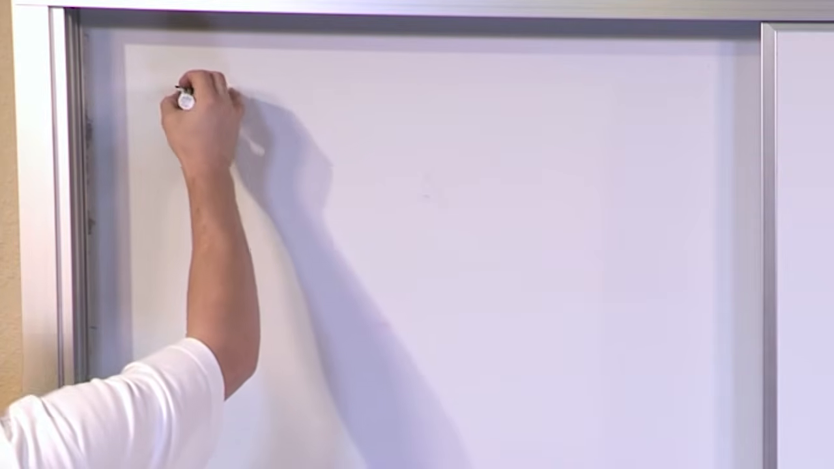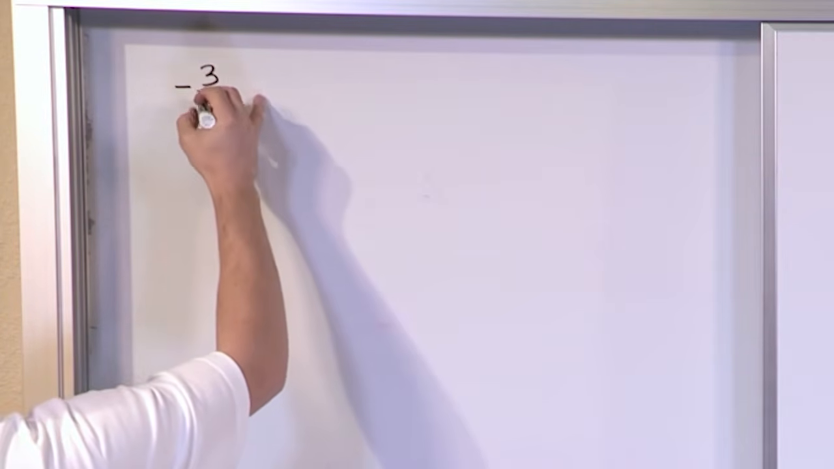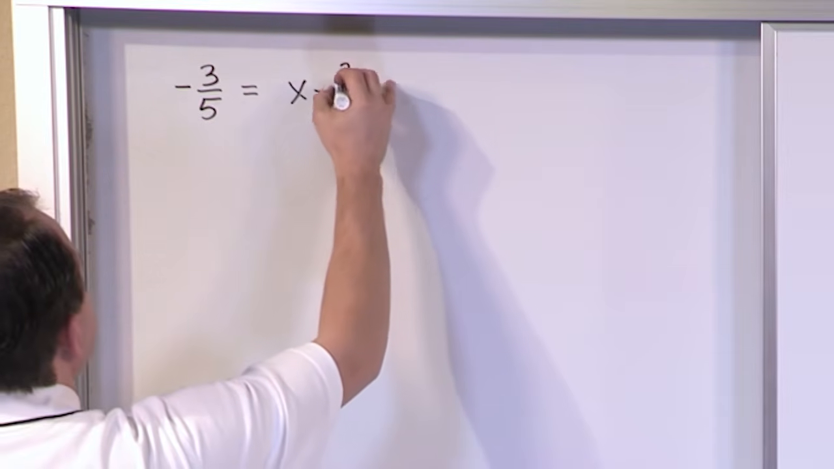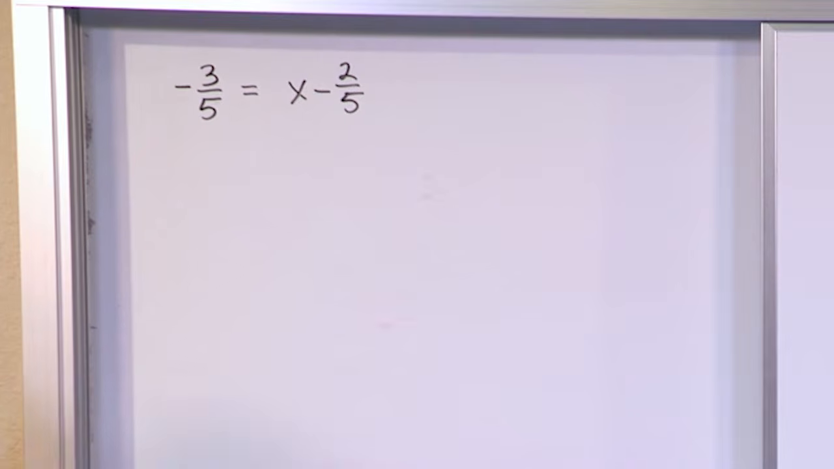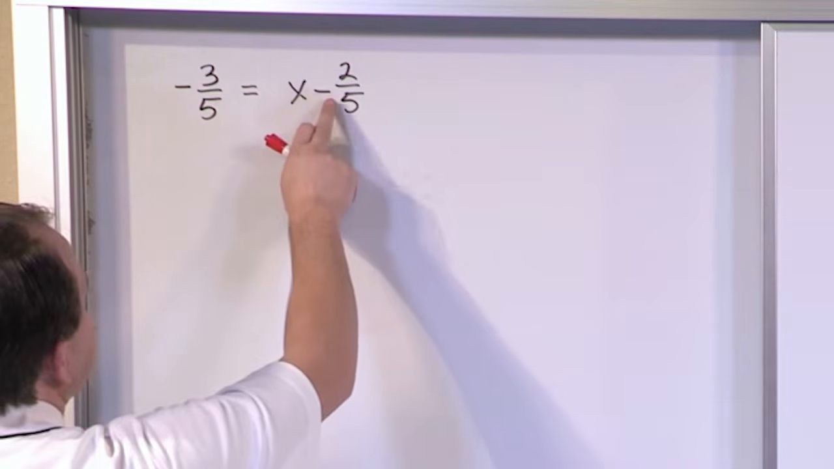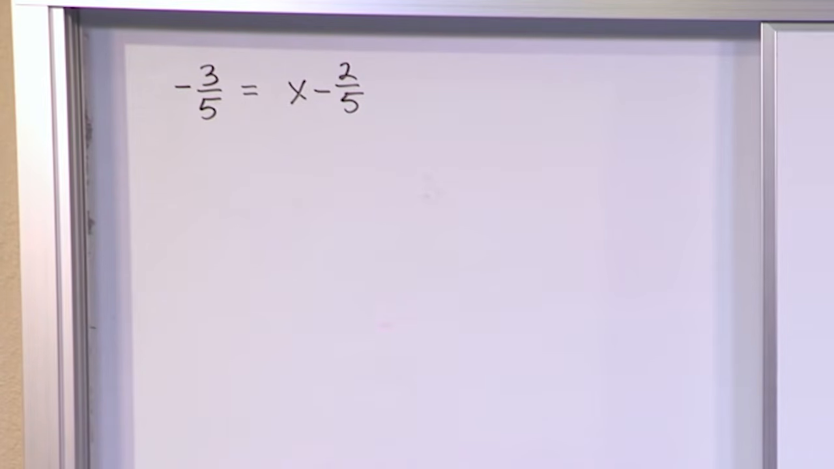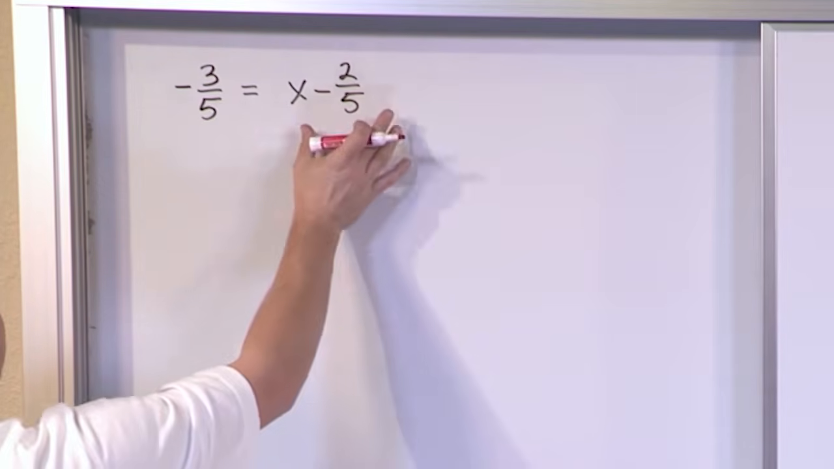So what if we have negative 3/5 is equal to x minus 2/5? So again, we're trying to get x by itself. On the right-hand side, we have minus 2/5. We have to add 2/5 to both sides to clean this out over here.